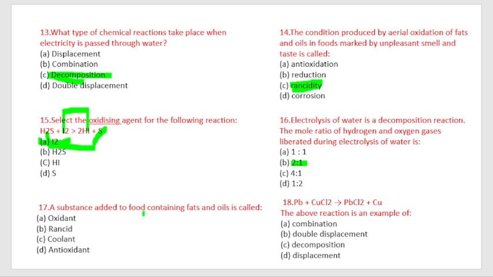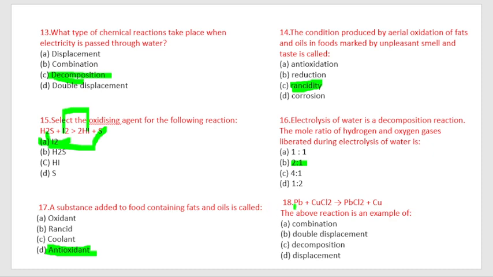A substance added to food containing fats and oils is called? Most of our food, bakery food, everything will contain fats and oils, is it? So what we have to do? We have to prevent rancidity. Why does the food become rancid? Due to the reaction with oxygen, is it? So we have to prevent oxidation. So we have to add just the reverse substance, that is an antioxidant. Nitrogen is an antioxidant. We fill the packets with nitrogen gas to prevent rancidity.